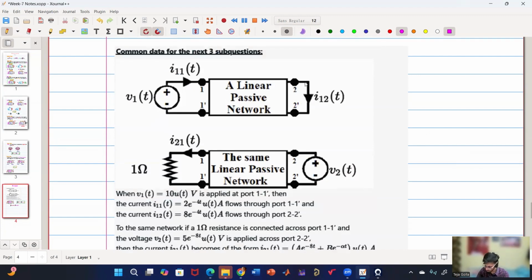So let me first write the polarity so that we will not make any mistake. So this is plus minus, this is the direction of current, this is the direction of current, this is plus minus.